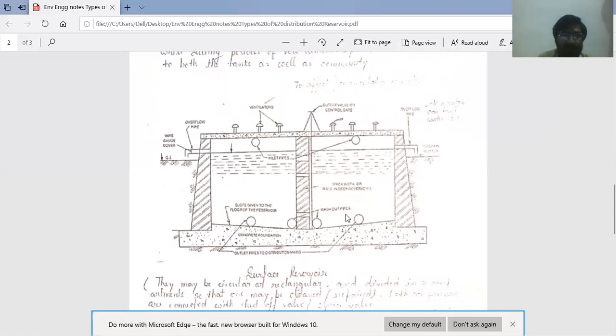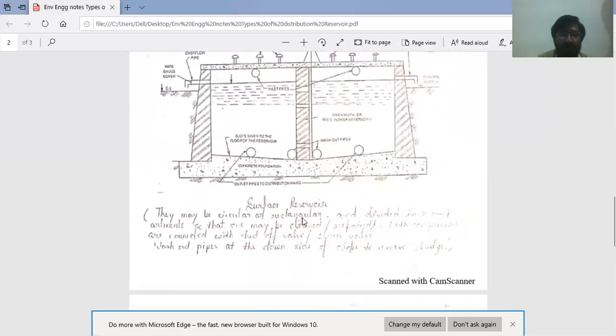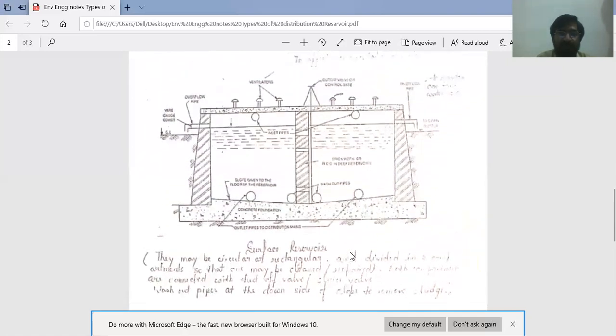They may be circular or rectangular and divided in two compartments so that one may be cleaned or repaired. Both compartments are connected with a shut-off valve or sluice valve. Here is a shut-off valve. Washout pipes at the downside of the slope remove sludge. This is the surface reservoir.